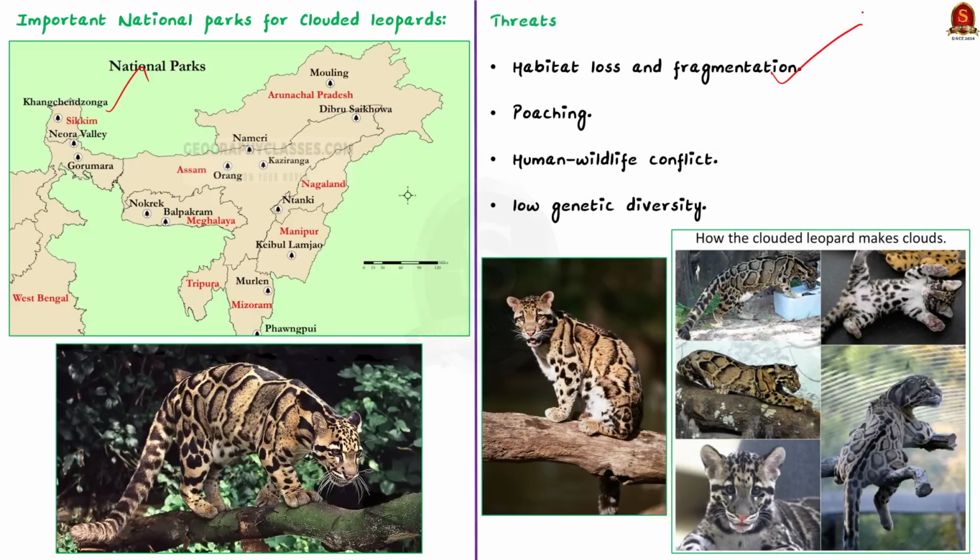Clouded leopards need large undisturbed forests to survive. However, their habitat is being destroyed at an alarming rate due to logging, mining and agricultural expansion. Then poaching is the biggest threat for their survival.